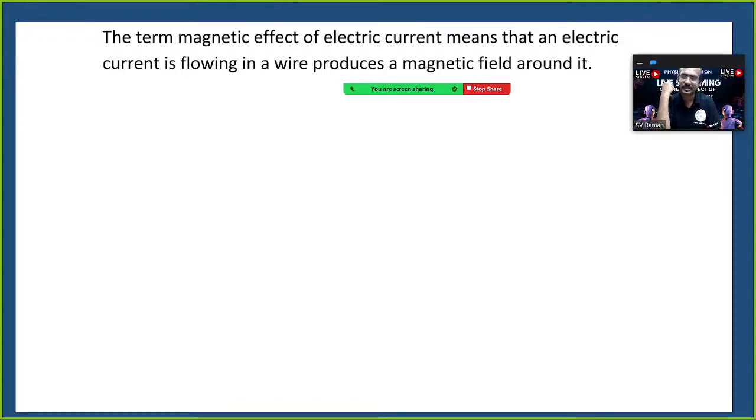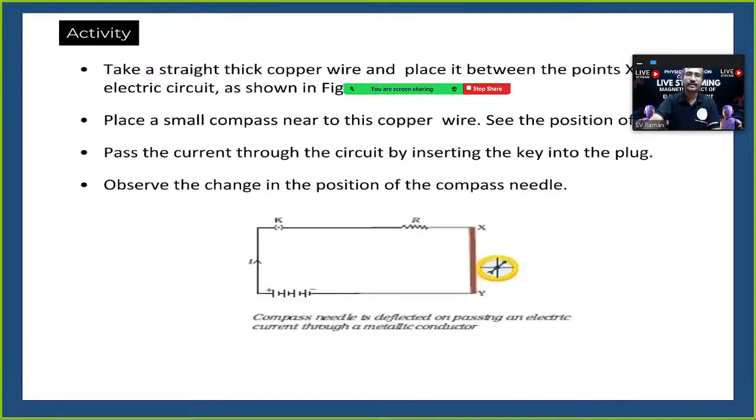Yes, with continuation of this chapter, the term magnetic effect of electric current means that an electric current flowing in a wire produces a magnetic field around it. What we learned last class: we took a wire and connected it to battery terminals. Now current is flowing through the wire. Nearby, we placed a magnetic compass needle. Then this magnetic compass needle started fluctuating.